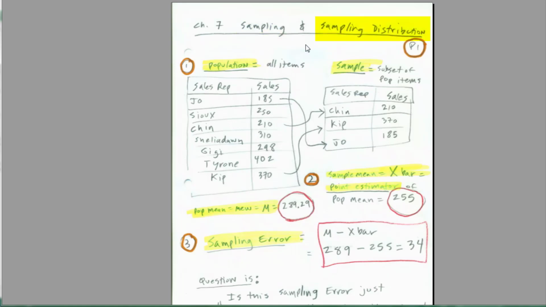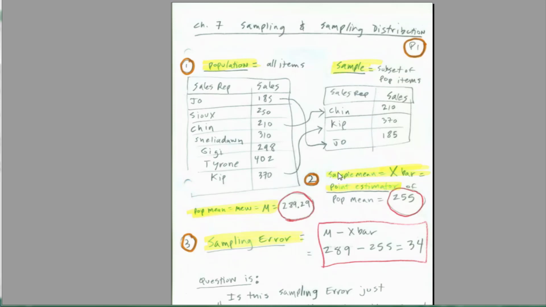Let me get back to page 1. All right, so sampling and sampling distribution. We're going to start off by talking about sampling. Population, that's all of the data points. Sample, just some of them. We'll talk about one or two methods of how to actually pick your sample items. But you get the idea: all the items, some of the items.